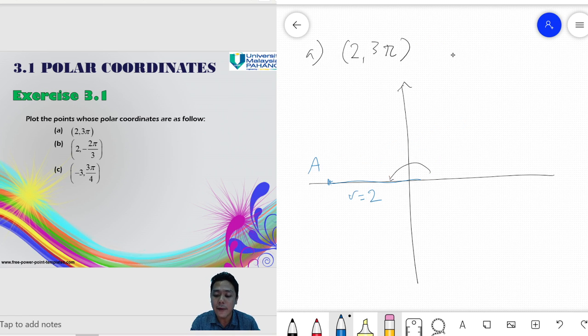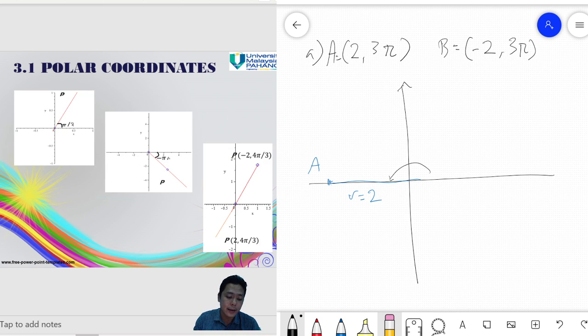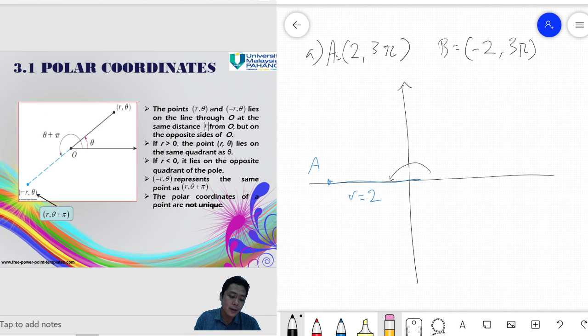If you have the case when the r is negative, -2, and again we use the same angle, 3 pi in radian. So where will be b? Okay, there is a connection here represented by this one, which is if r is positive, if the negative of r, it will be the opposite side of it.